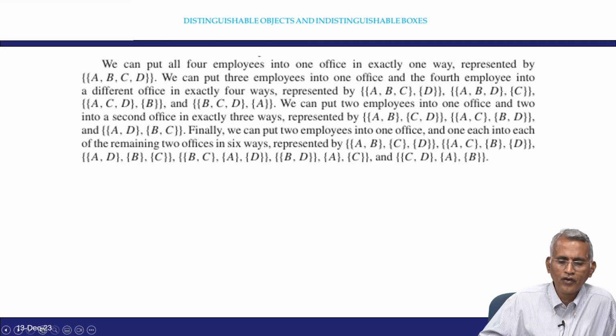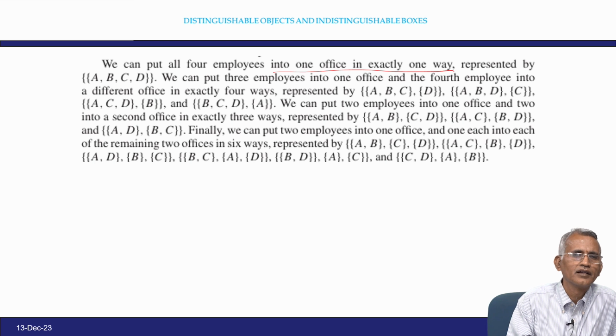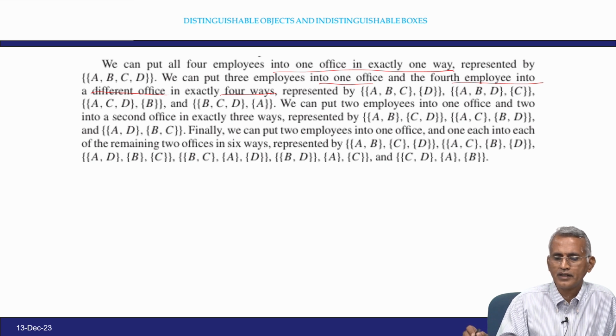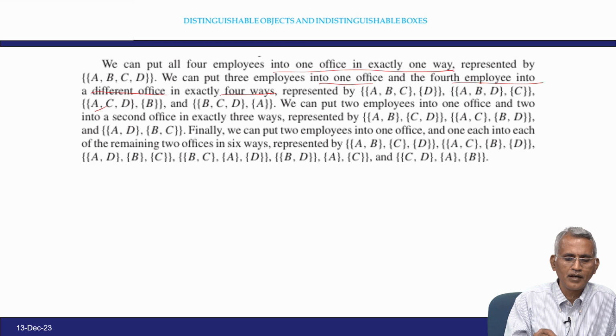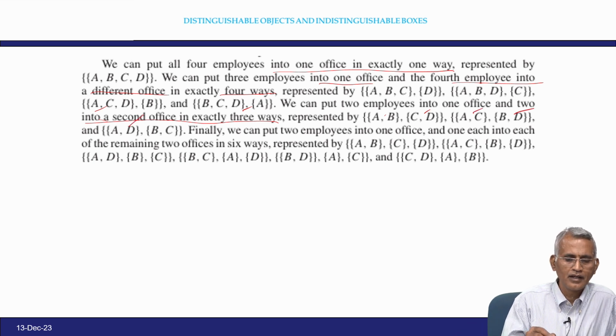We can put all 4 employees into one office in exactly one way, represented by ABCD. We can put 3 employees into one office and the fourth employee into a different office in exactly 4 ways, that is ABC,D; ABD,C; ACD,B; and BCD,A. We can put 2 employees into one office and 2 into a second office in exactly 3 ways, that is AB,CD; AC,BD; and AD,BC.